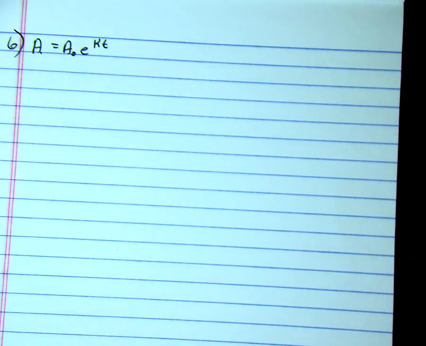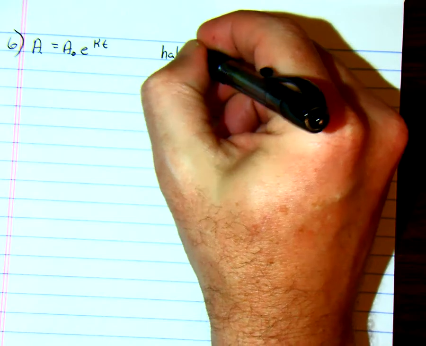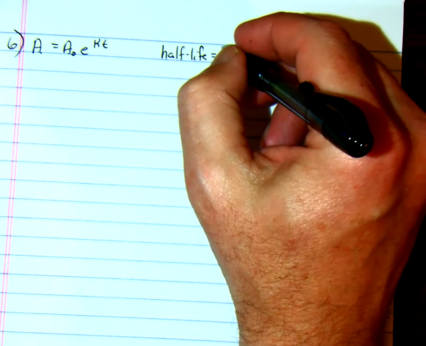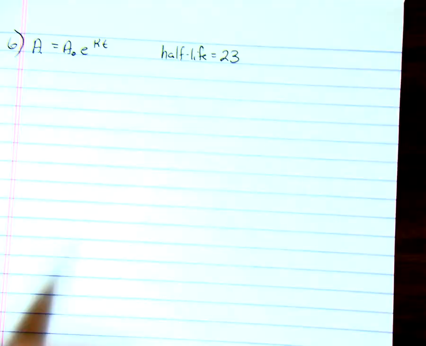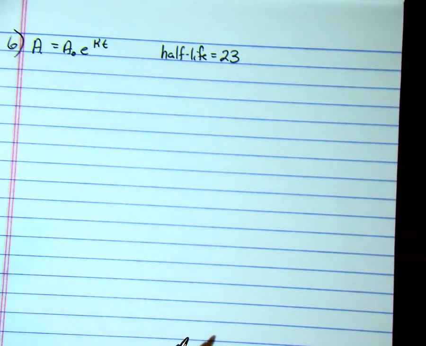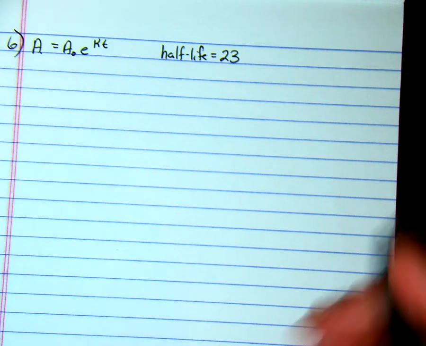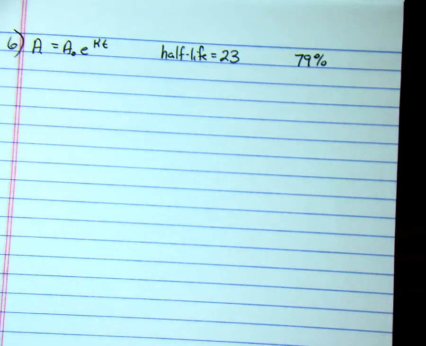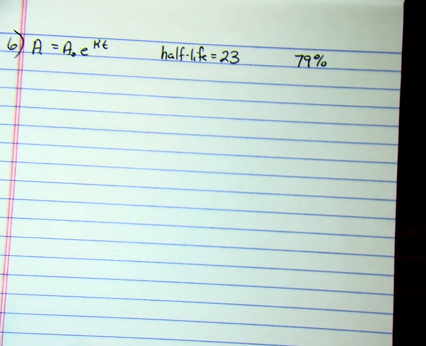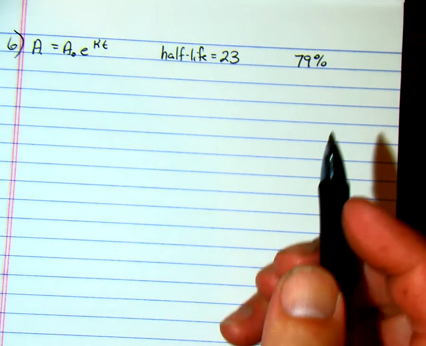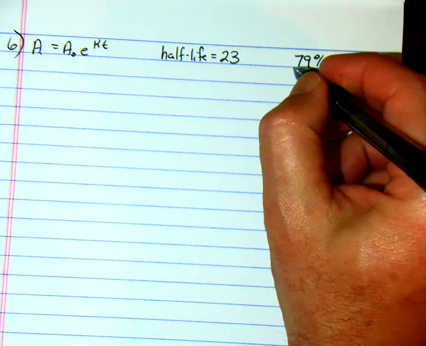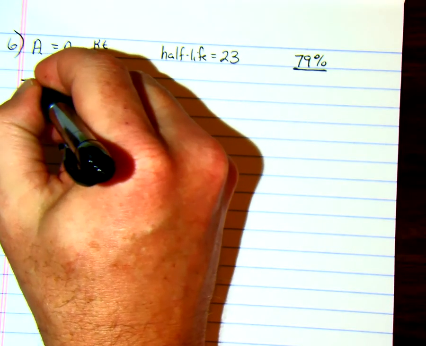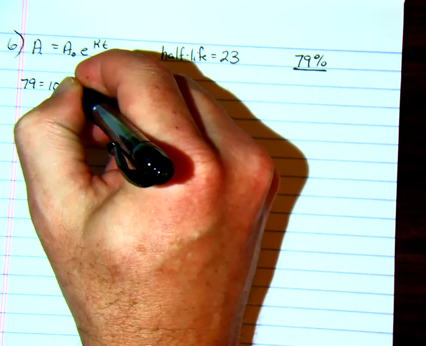What do I know? Again, it tells me the half-life of this substance is 23 years. We know that. We want to know how long it will be for 79% of it to remain. Okay, here we go. We're going to make up numbers again. We're going to roll with that 79%. So that means we can put a 79 in here, and we can put a 100 in here.